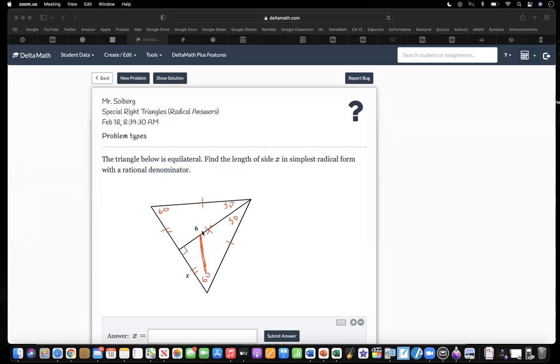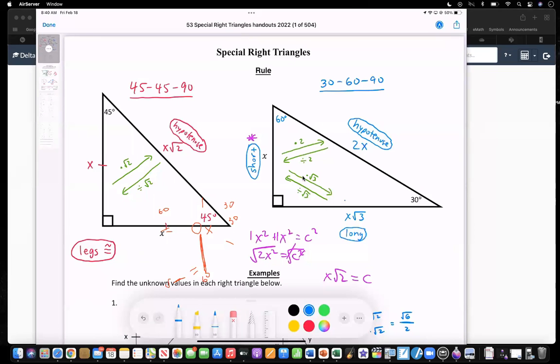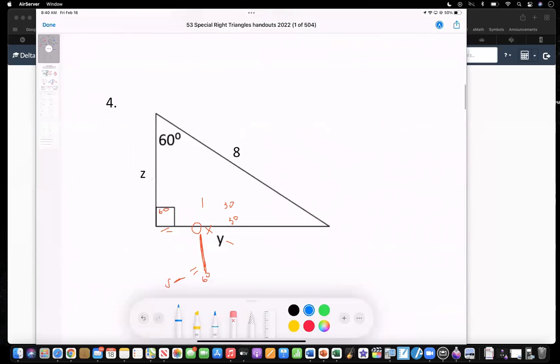If you start with the long leg, we always go to the short leg first. So the 30 is here. So this would be my short leg down here. And that's what it's asking for, the leg. Okay, so to go from long leg to short leg, that's dividing by radical 3. Okay, so to go backwards, we're going to divide by radical 3.